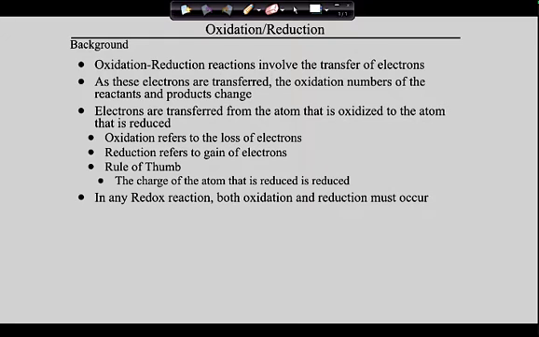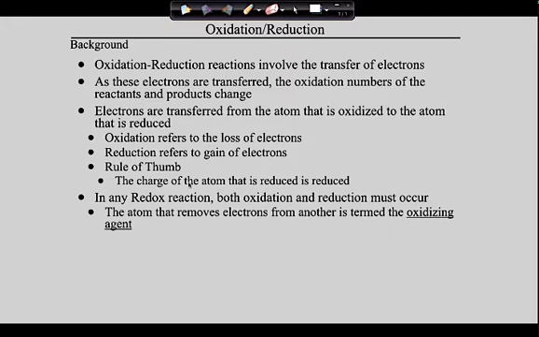But guys, in any oxidation reduction reaction, you have to understand both must occur. You can't have oxidation without reduction or reduction without oxidation, because you can't lose electrons without anywhere for them to go, and you can't gain electrons without a source.